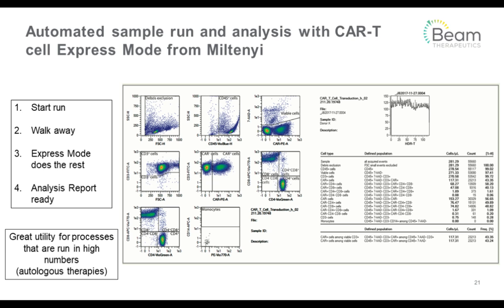We actually think this would be a great utility for processes that you're running in high numbers, such as autologous therapies, where you're running the same process over and over again, and you really want to remove that variability from your analyses. You can go on their site and check out, I believe they have about 12 different express modes specifically tailored for CAR T cell technologies.